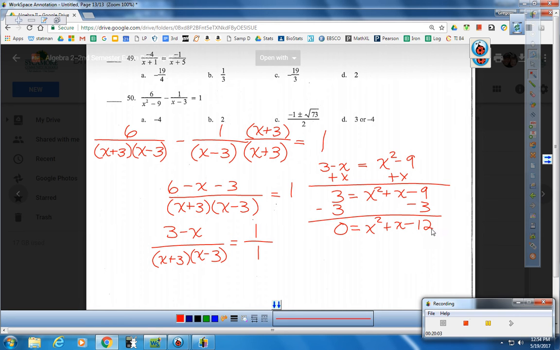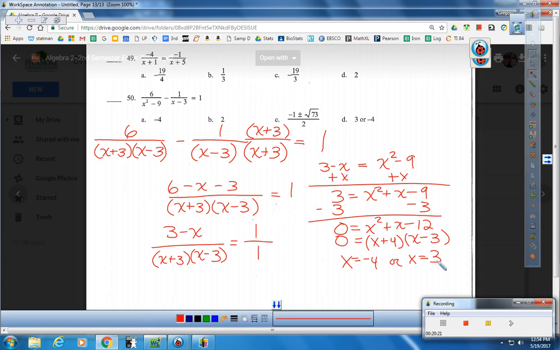So I need two numbers that multiply together to get a negative 12 and add together to get a positive 1. Well, that's x plus 4 times x minus 3. And that's equal to 0. So that means x equals negative 4 or x is equal to 3.